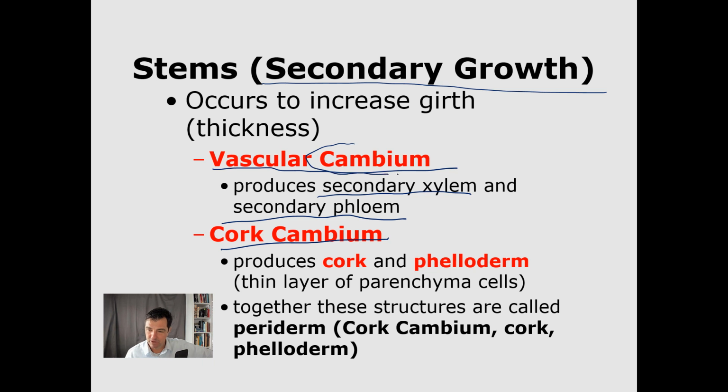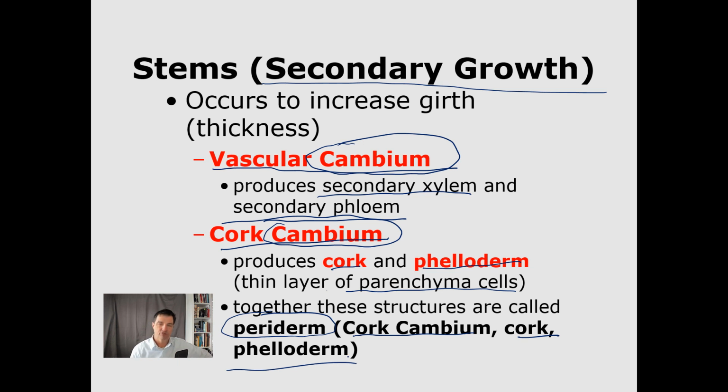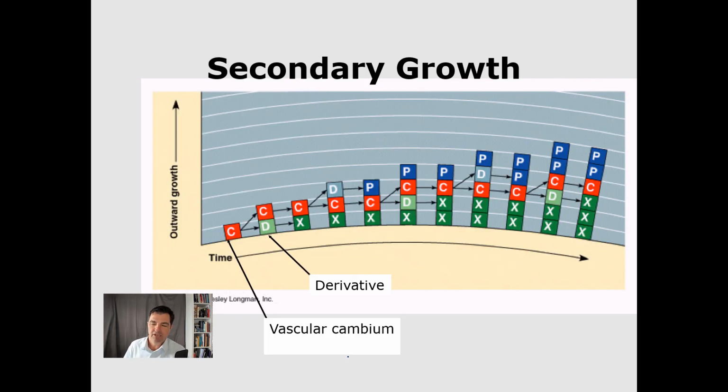Remember, whenever you see the word cambium, it's like stem cells, and we're making something new. So the cork cambium is going to produce the cork and another tissue which is called the phelloderm, which is a very thin layer of parenchyma cells. And together, all those make up what is called the periderm. So the periderm is the collection of cork cambium, cork, and phelloderm, which will make more sense when I show you it.